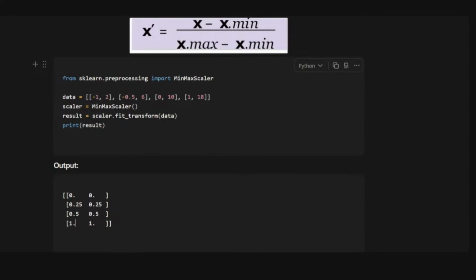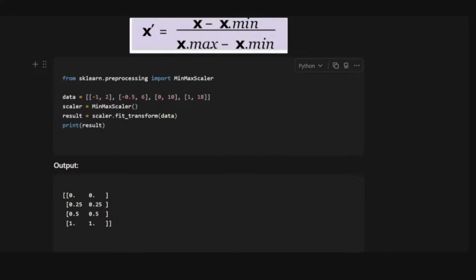Again, in this particular column, it is 2, 6, 10, 18. Your minimum being 2, your maximum being 18. So your 2 gets transformed into 2 minus 2 by 18 minus 2, which is 0, because your above value itself equates to 0.